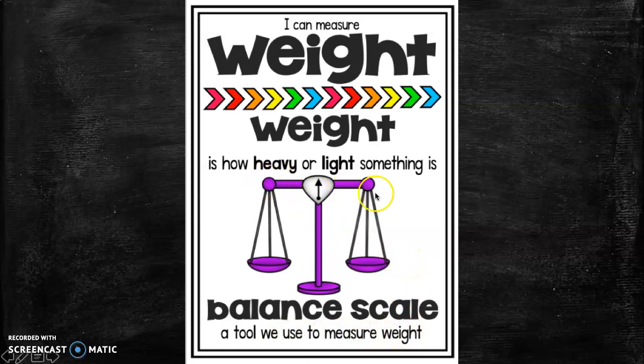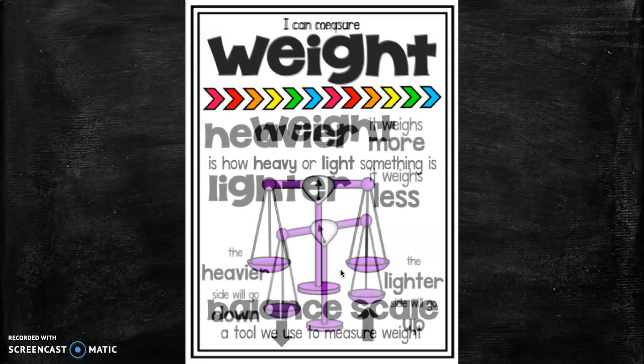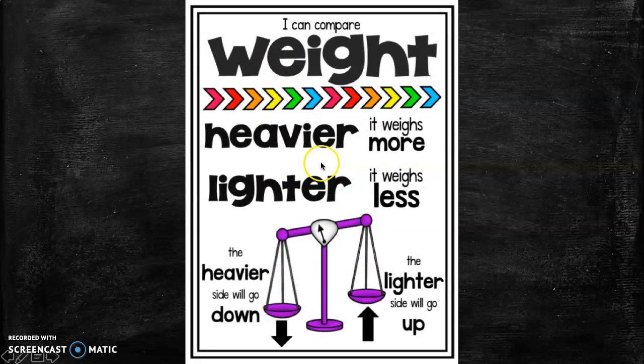Okay, so this is a balance scale, and we're going to be measuring objects. See how heavy it is or how light it is. When I compare the weight, the heavier the thing is, it weighs more. So when we say heavier, it means it weighs more. And when it's lighter, it weighs less. So when something is heavier, the scale will always go down. And when it's lighter, the object and the scale will always go up.